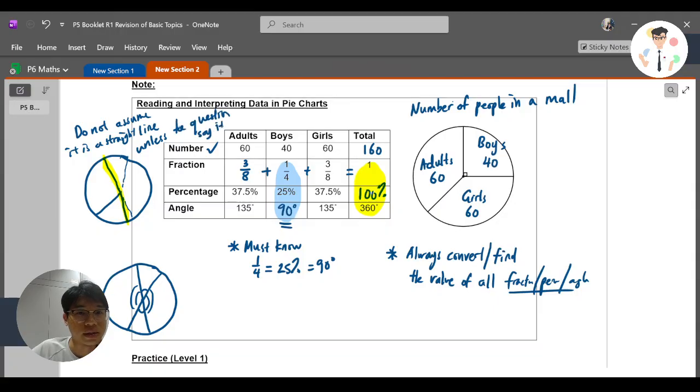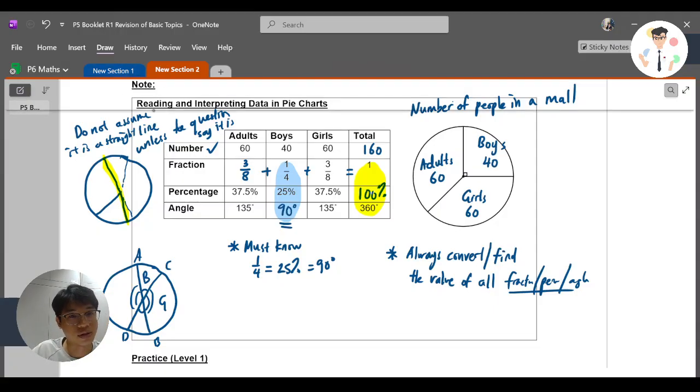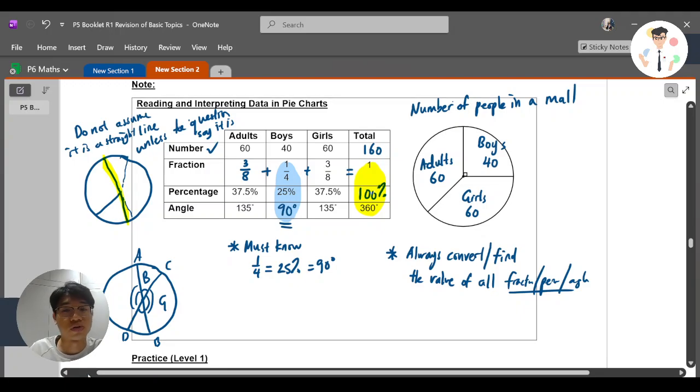But how will the question say it is a straight line? Sometimes the question will say line AB is a straight line, line CD is a straight line. Or sometimes, example, I will say this is boys, this is girls. They'll say the number of boys and girls is half of the total number of people in the mall. Then you know that this is a straight line. Or else do not assume that it is a straight line, because it can be two lines, but looks very much alike a straight line. So please be very, very careful with this. Oftentimes students fall into this trap.